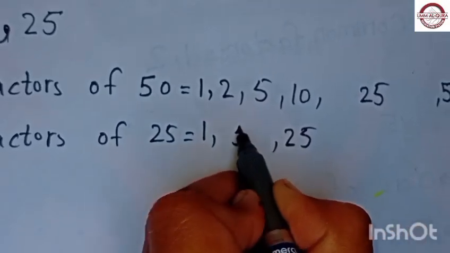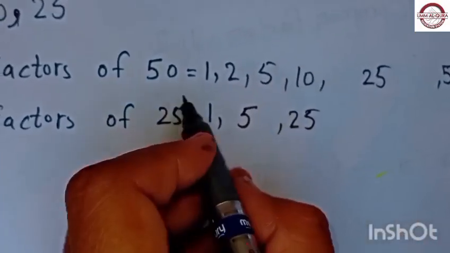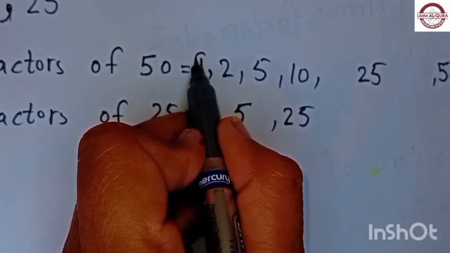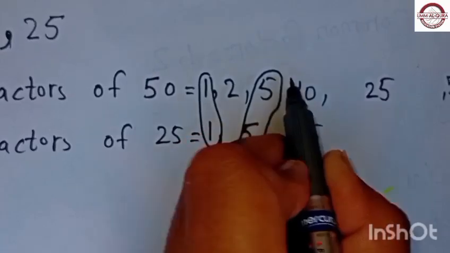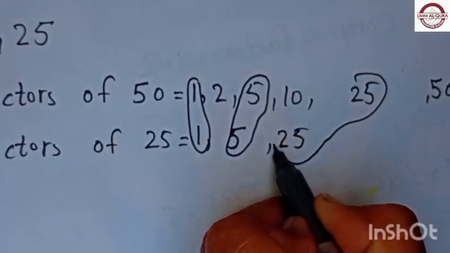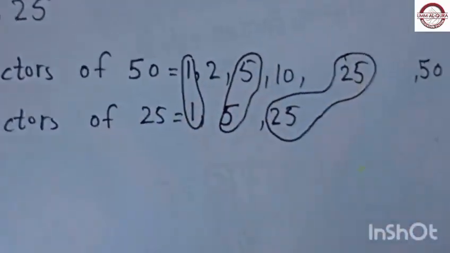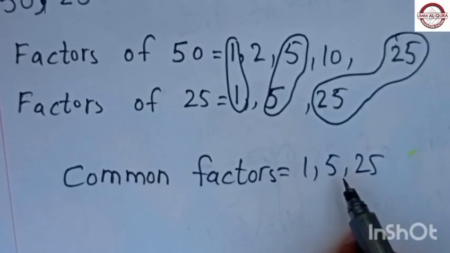Now, factors of 25: 1 and 25. Then 5 5s are 25. These are the factors of 25. Now, common factors are 1, 5, and 25. These are the common factors.